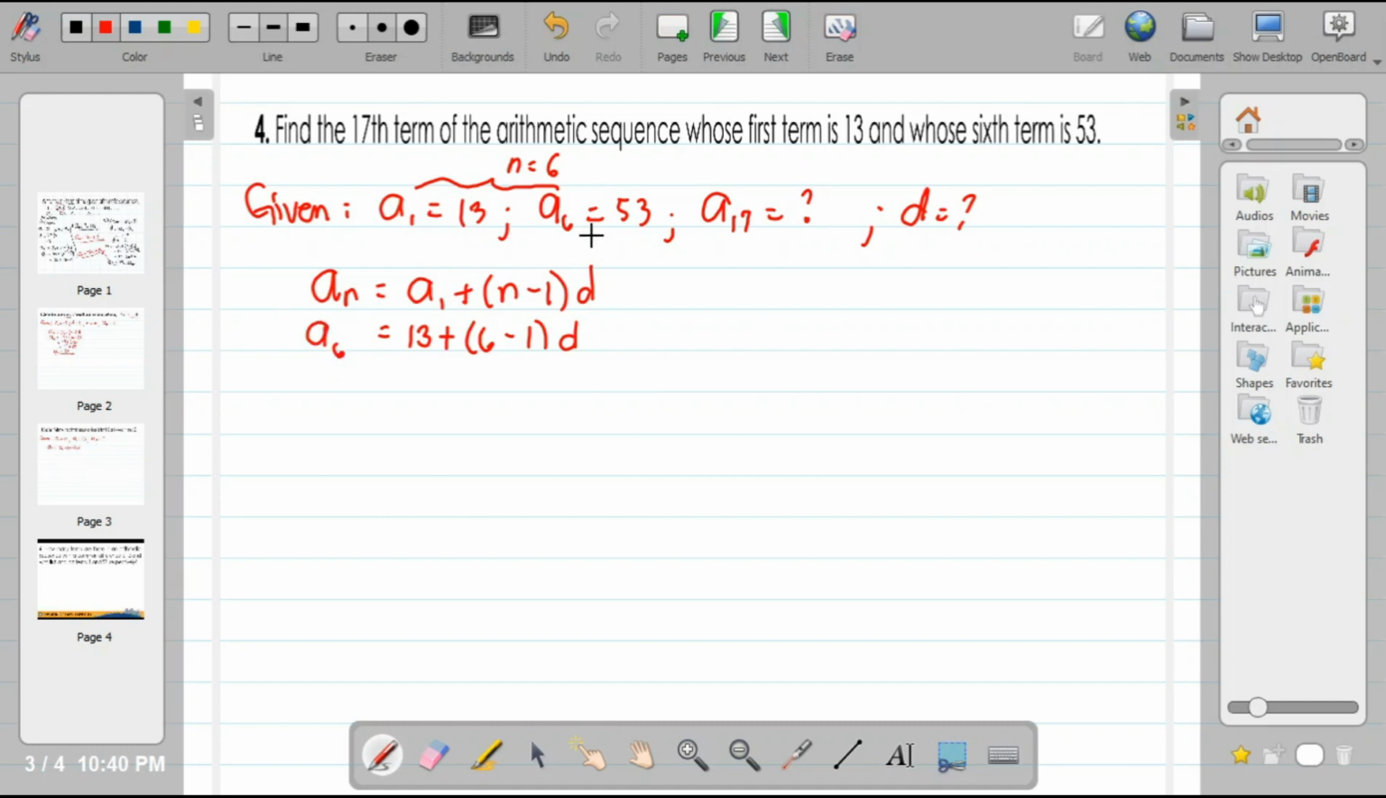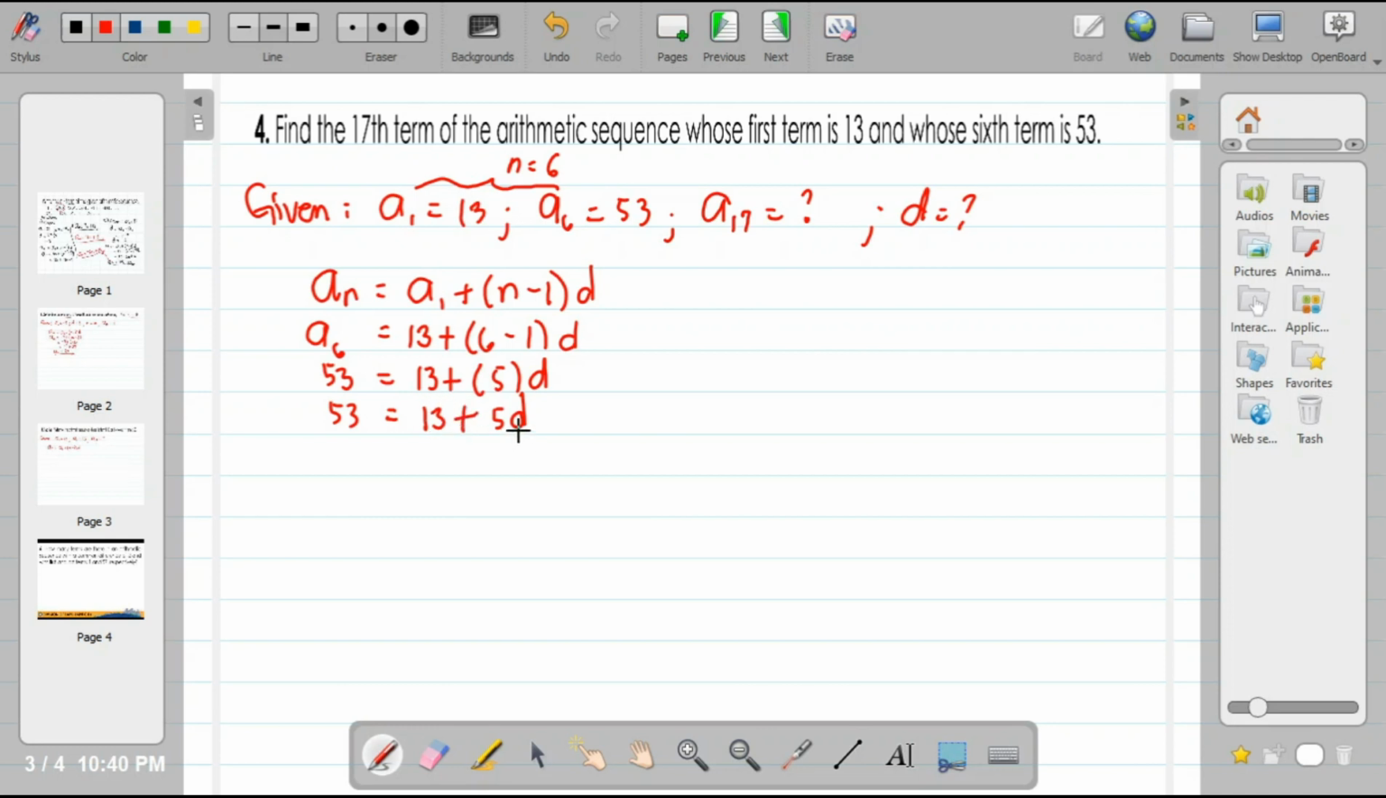Now, naa man tayo a sub 6, di ba? Our a sub 6 is equal to 53. So, atong i-substitute. So, 53 is equal to 13 plus 6 minus 1 is equal to 5 times the common difference d. Then after that, we copy 53 that's equal to 13 plus 5 times d is equal to 5d. Okay. So from here, what we're going to do is we want to get rid of this 13 here, no?